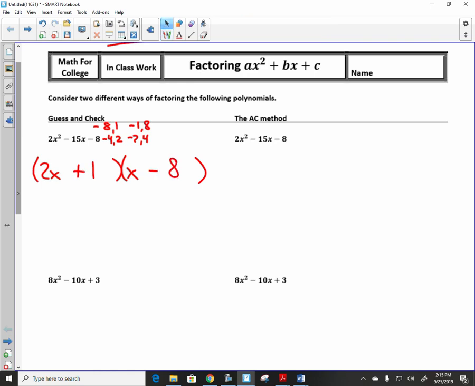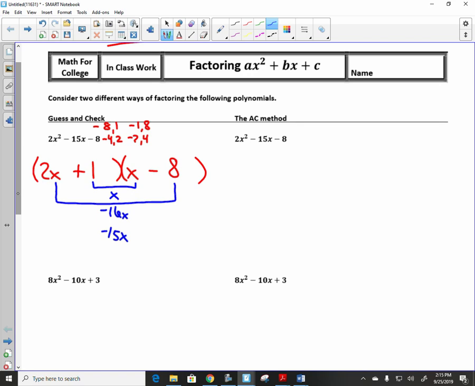Now, the only way that we can check and verify that that's correct is we look at the inside. That gives us 1x. And we look at the outside. That gives us negative 16x. When we add that together, we get negative 15x. So Campbell is correct. That is the correct factoring.